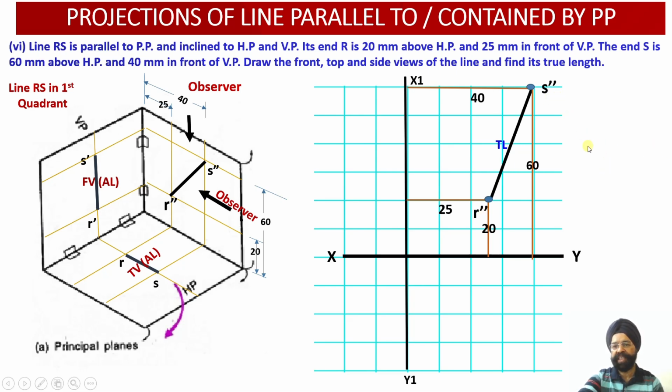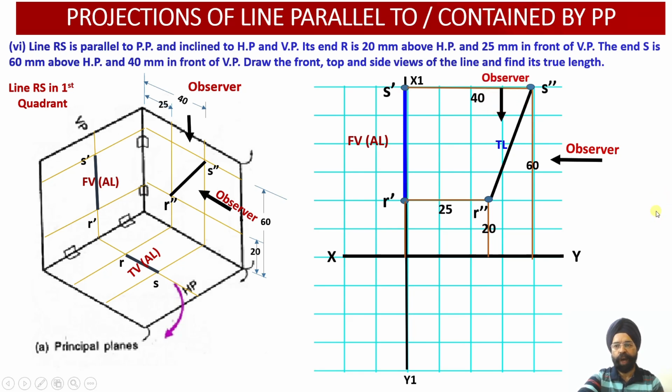Now I am going to look at this line from the front. As I look at this from the front, projections I am going to draw over here. So I have drawn a larger thickness line. Again, I have changed the color also. R dash and S dash. And since the line is inclined to VP, this projection gives me my apparent length. So front view gives my apparent length, that is R dash S dash.